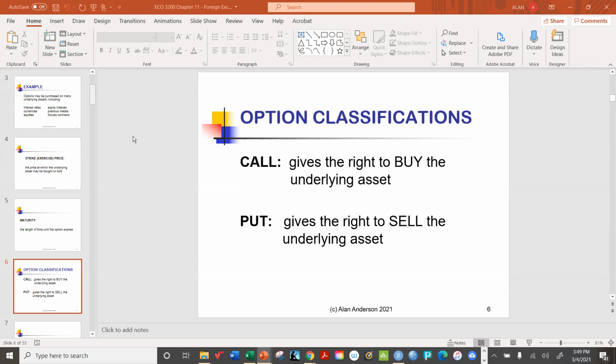Okay, now there's one other classification that we need to know about. There's one other way in which they can be different from each other. And that refers to the privileges that you have with this option. Let me show you what I mean by that.